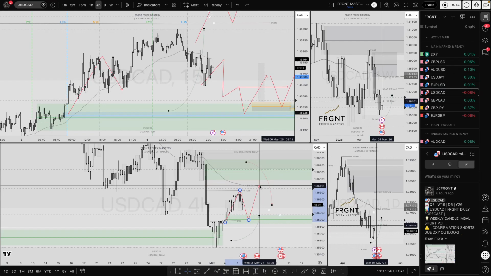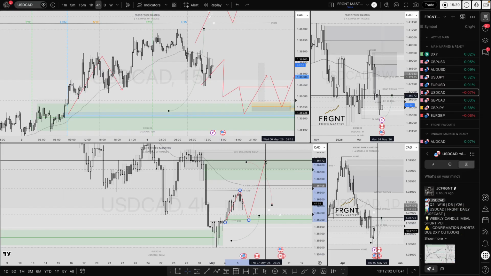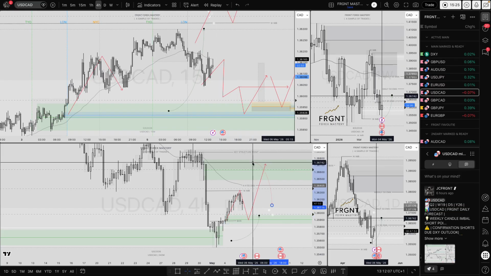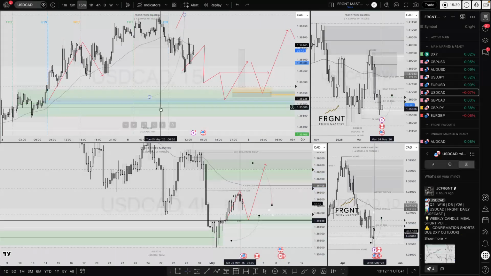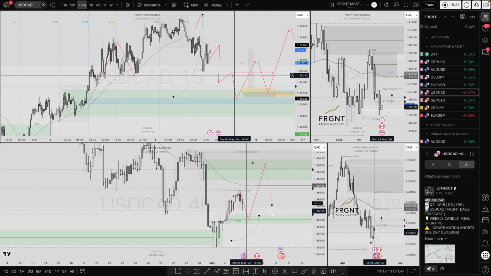Even if it just is to that 4-hour 50 MA, look to manage the position by that, and depending on what the DXY is suggesting, potentially we could hold that higher and deeper into that 4-hour order block where the potential short may look to play out from. So at the moment on the 15-minute time frame, that only 4-hour order block is refined down.